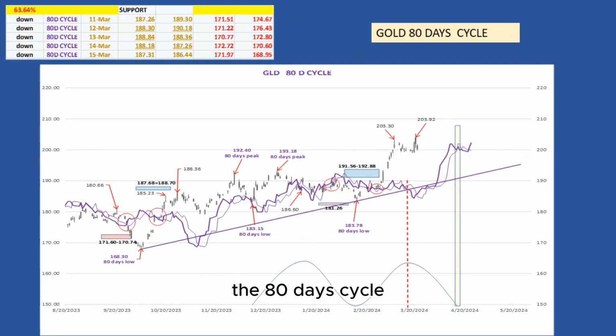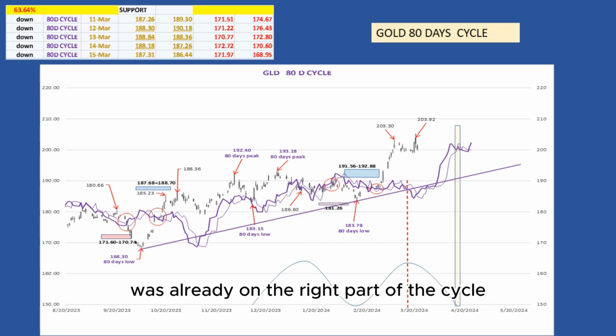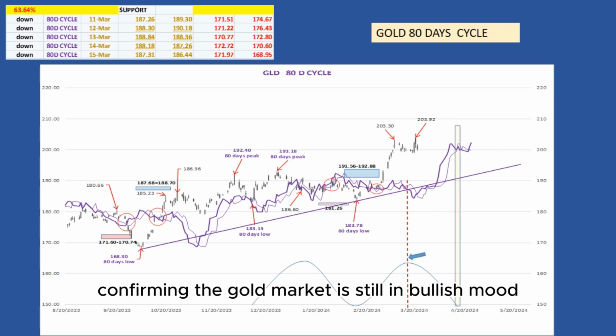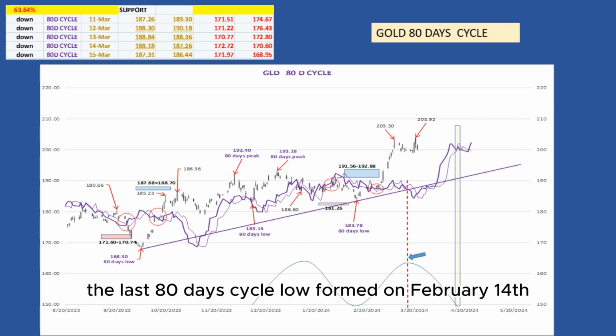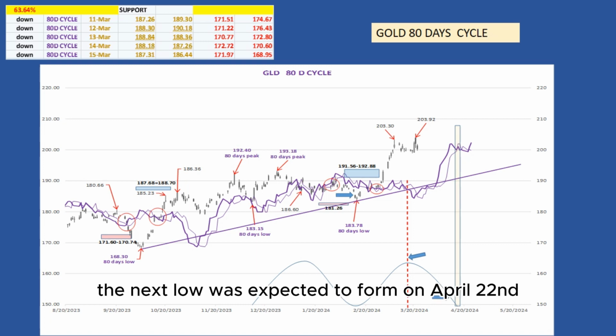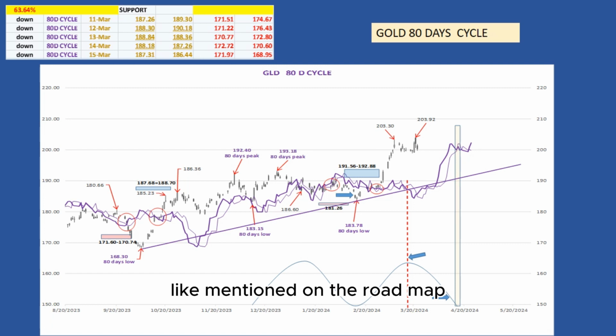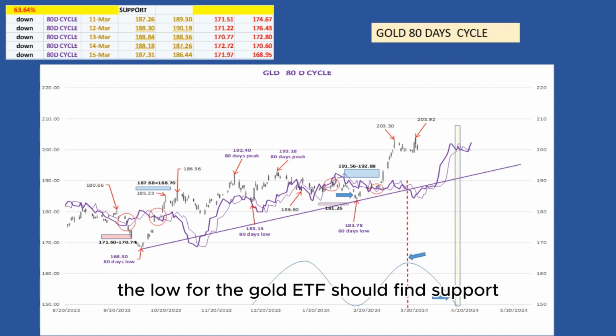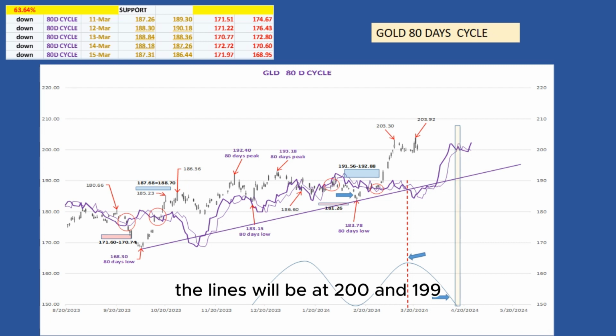The 80-day cycle: the 80-day cycle peak is still to come. Last week's high was already on the right part of the cycle, after the red dashed line, confirming the gold market is still in a bullish mood. The last 80-day cycle low formed on February 14th at 183.78. The next low is expected to form on April 22nd, as mentioned on the roadmap. Technically the low for the gold ETF should find support on its cycle lines. At that time the lines will be at 200 and 199.